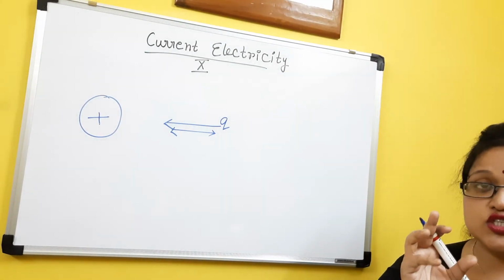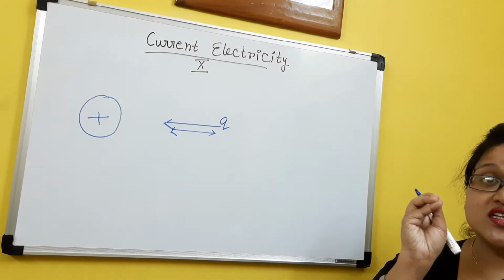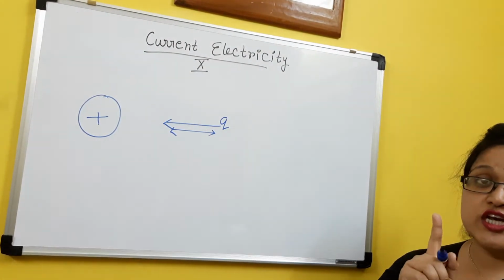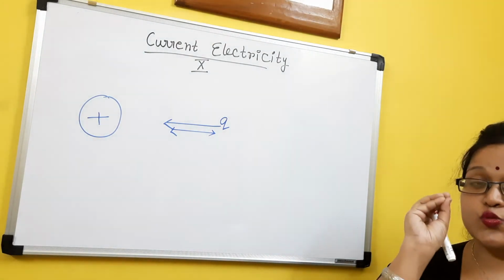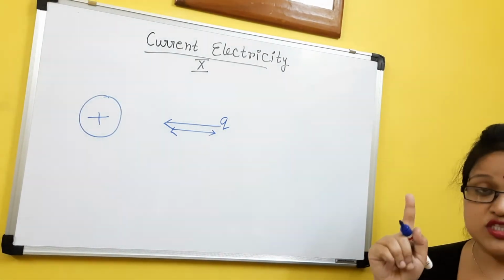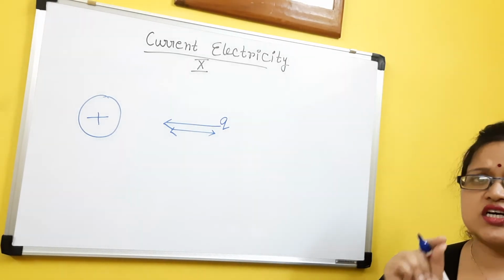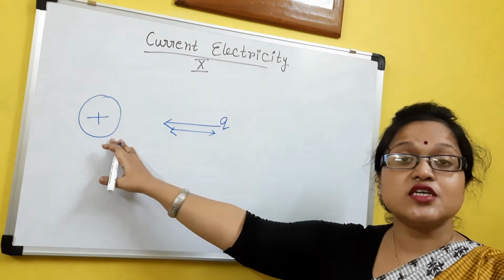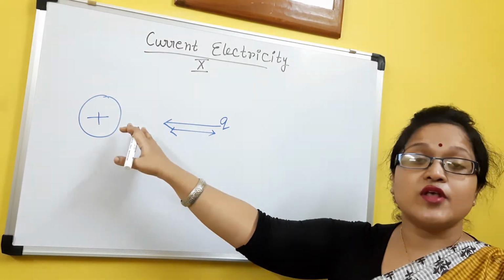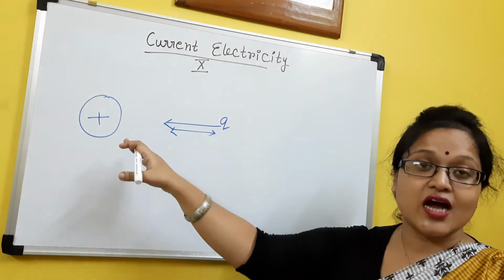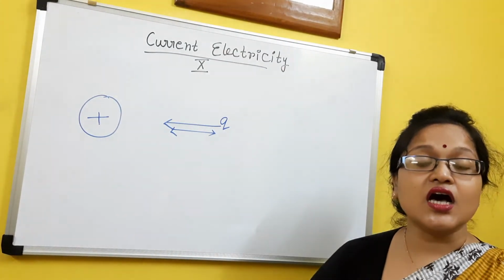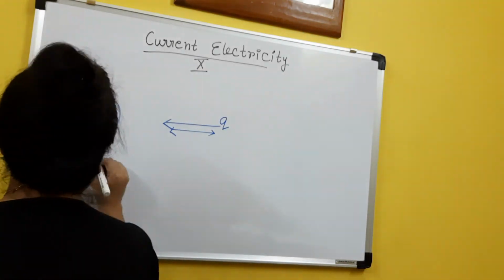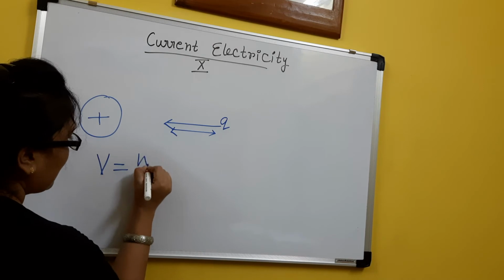So this potential is the work done per charge. Means to bring one charge, how much work I am doing, that is the potential. Clear? That is called potential. To bring one small positive test charge from infinity to a point near the vicinity, vicinity means very close to this charge, near the vicinity of an electric field or charge, how much work I am doing, that is the potential. Potential, remember, is always denoted by V. So V equal to W by Q.